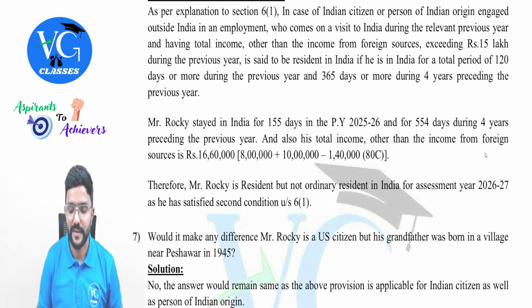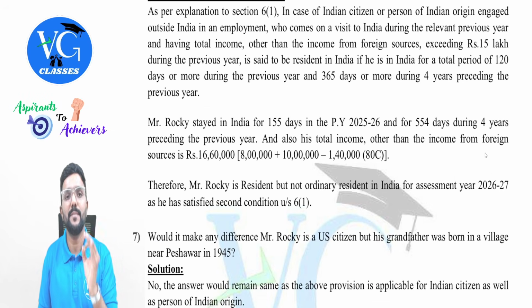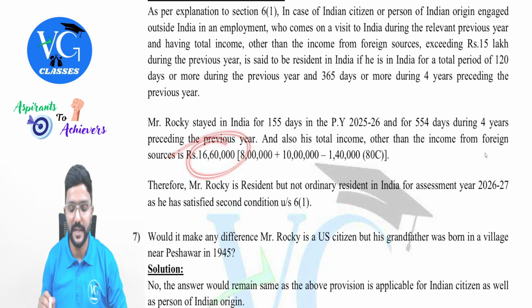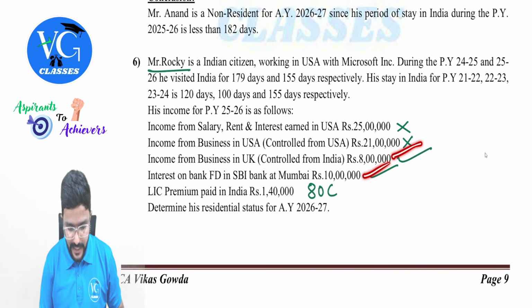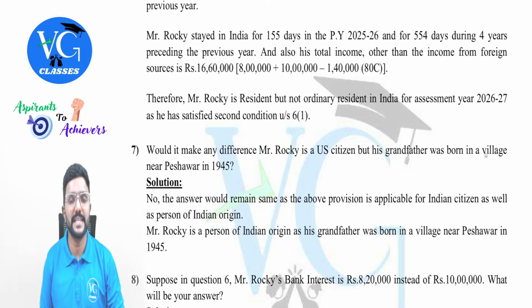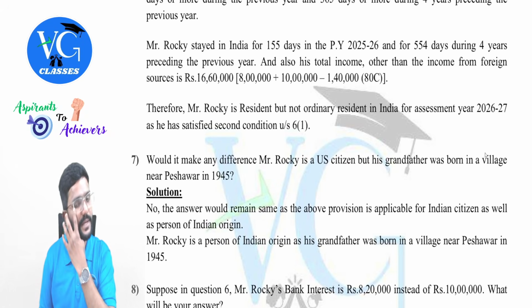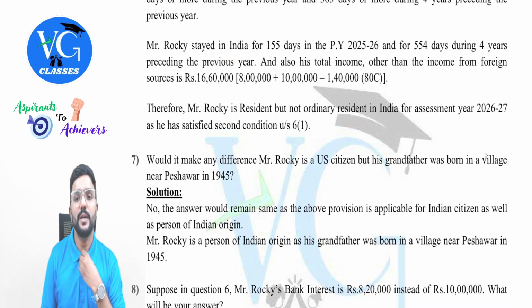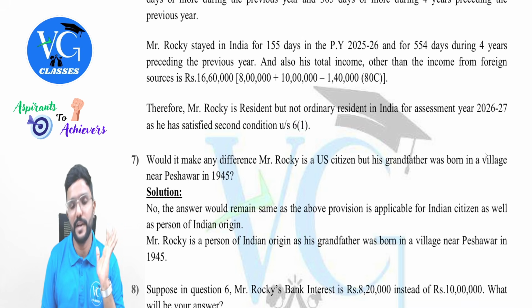First, let us decide what is the total income other than the income from foreign source. How much is that? It comes to 16,60,000, guys. How is it? 8 plus 10 minus 140. For 140, deduction is available under 80C, guys. Maximum is 150, but here it is only 140, so we will claim full. So 16,60,000 is the total income other than the income from foreign source.